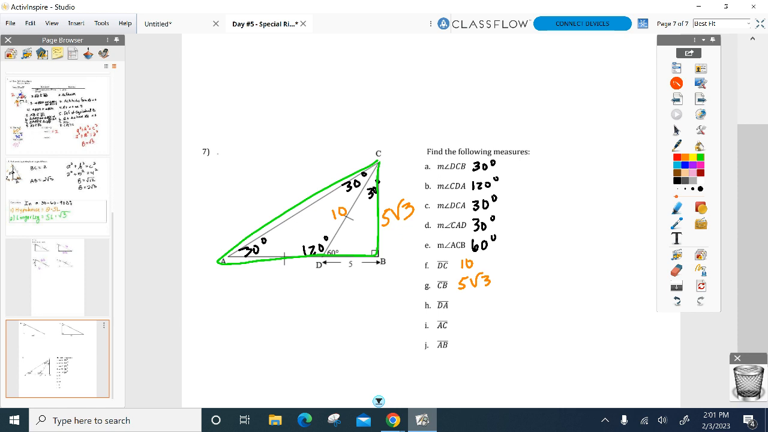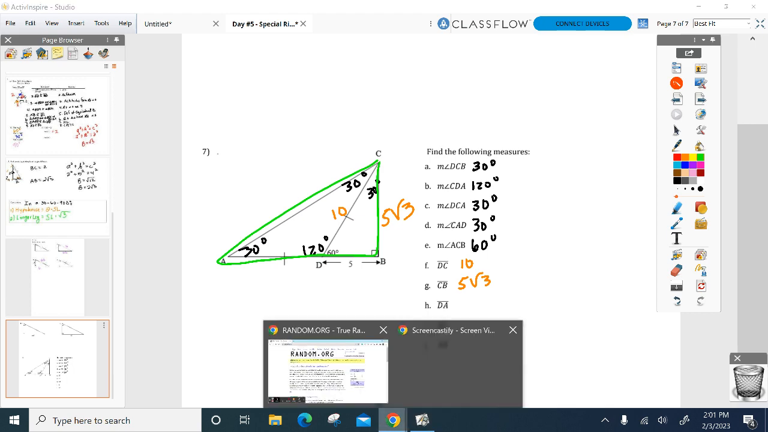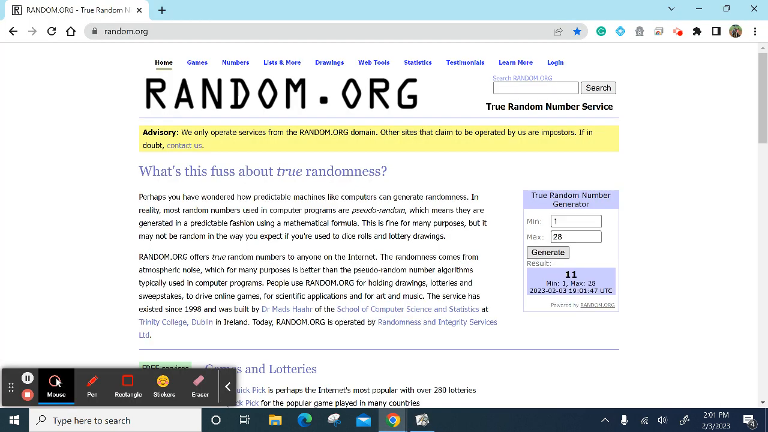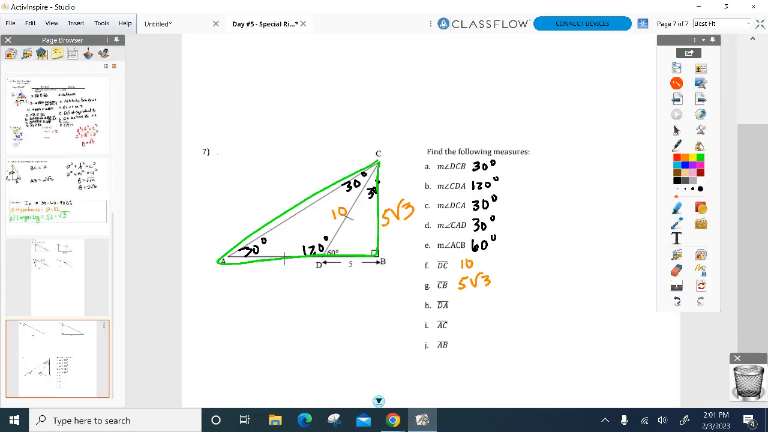All right, let's finish this, and then you can go back to your homework here. Let me start with CA, the hypotenuse. What was the length of CA, the hypotenuse? 10 radical 3. I double 5 radical 3. 5 radical 3 times 2. Good. So CA is 10 radical 3.